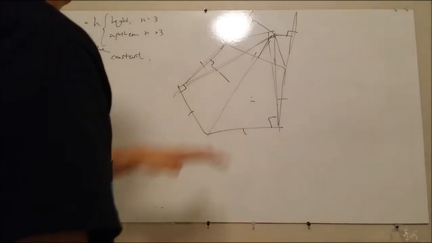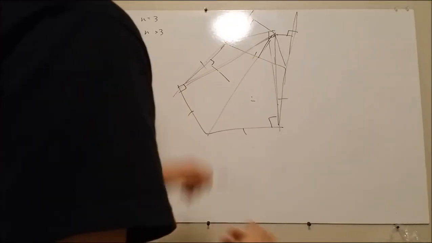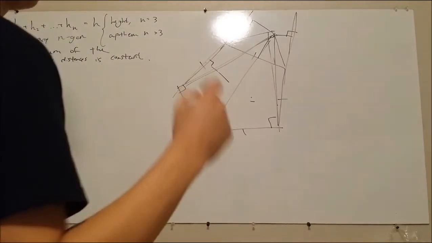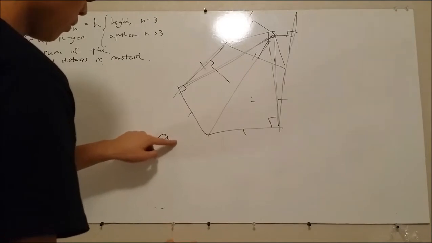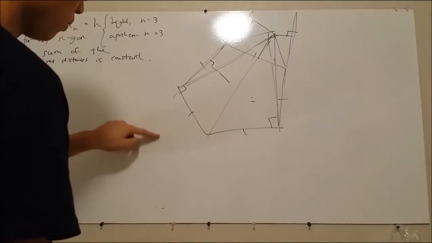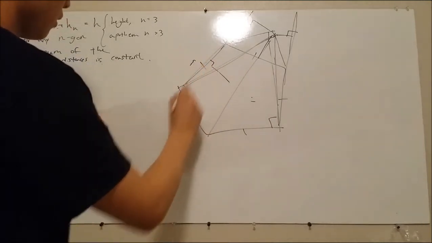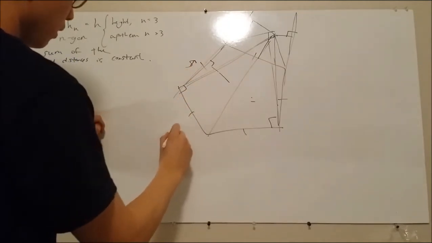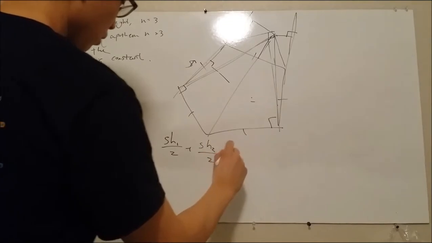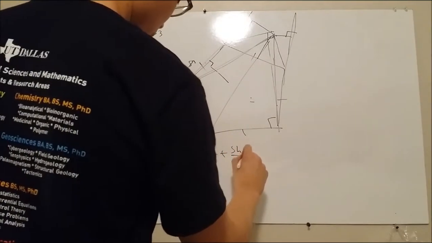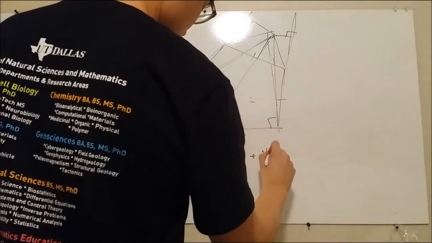And then we simply add up the areas as before. We go A1, so we'll call it S. Okay, S H1 over 2, S H2 over 2, S H3 over 2, S H.